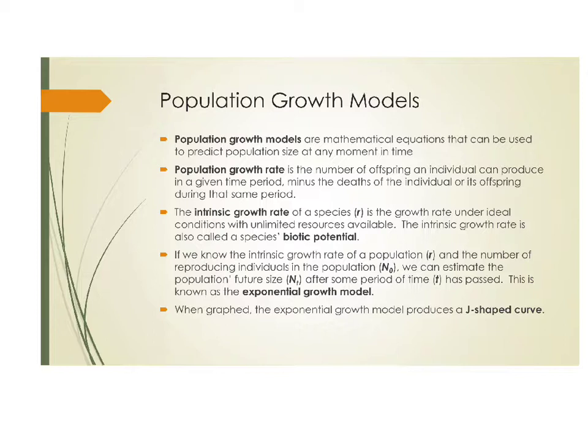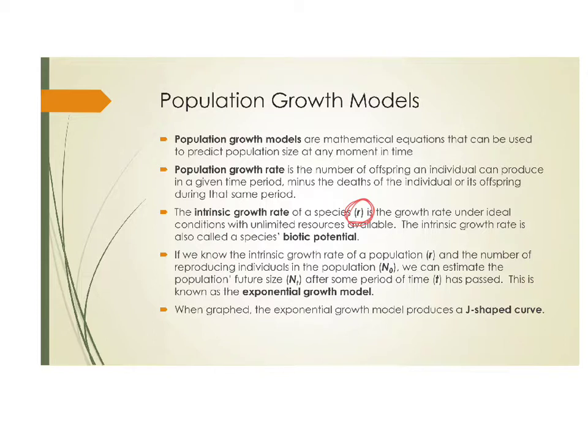The intrinsic growth rate of a species, which we abbreviate as a lowercase r, is the growth rate under ideal conditions with unlimited resources available. The intrinsic growth rate is also called a species' biotic potential. Now, this r that you're seeing here is the same little lowercase r that we have when we're talking about r-selected species, and we're going to make that connection here in a minute when you see that.